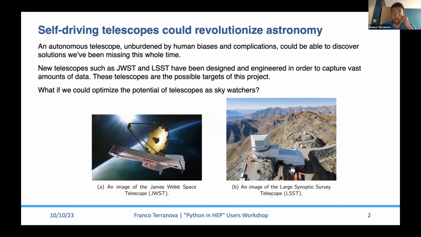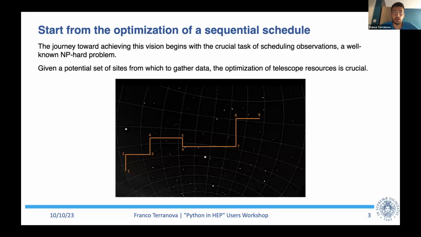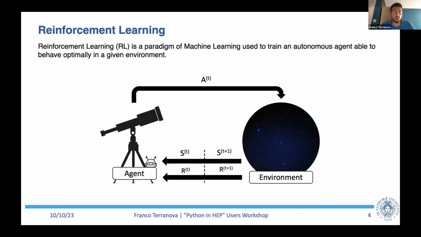And to do that, we start from the optimization of a sequential schedule. So given a discrete list of sky locations to be visited, we wanted to build this entity with AI that could move from site to site to gather the data with the highest quality and decide on its own which sites to visit in a certain moment given the discrete set available. And to do that, we use reinforcement learning.